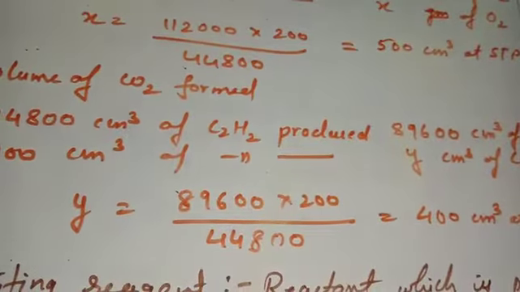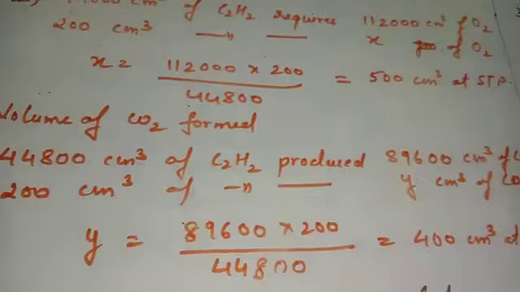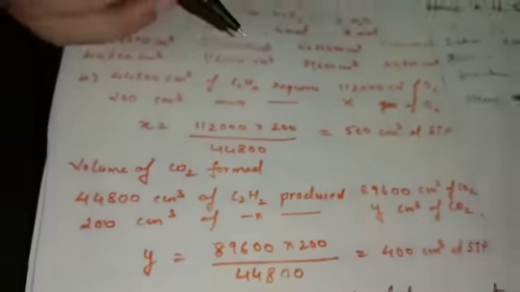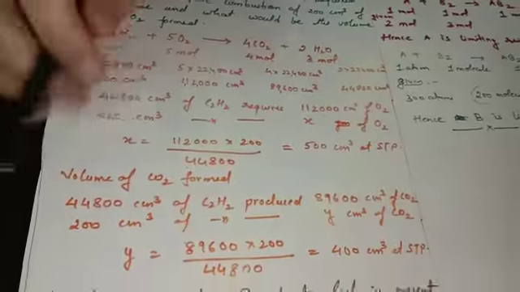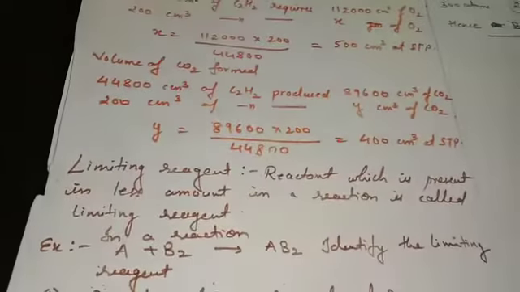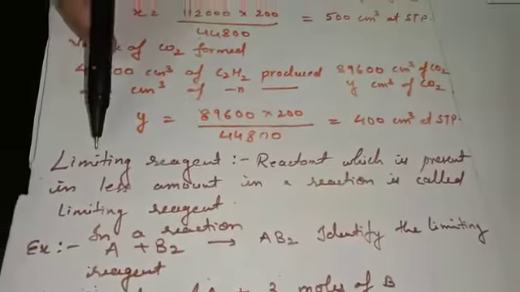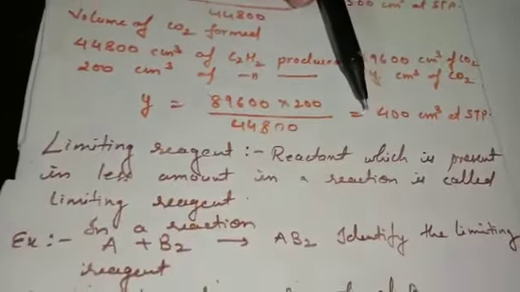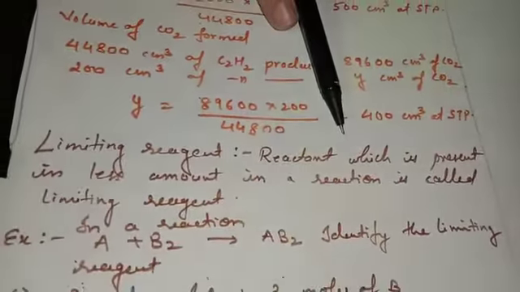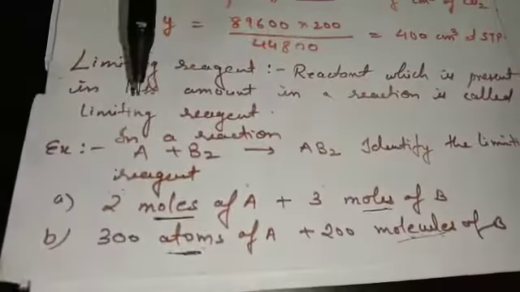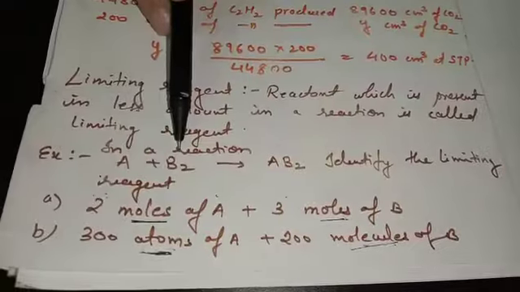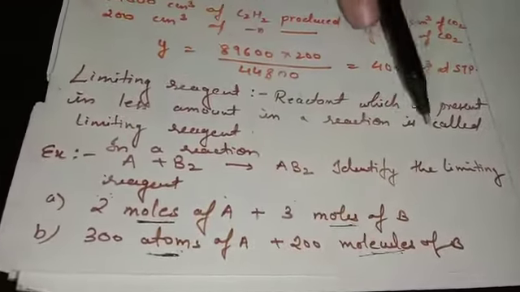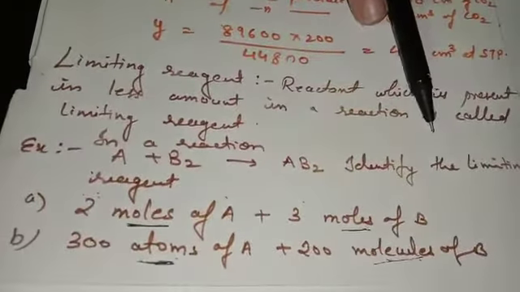So, by the unitary method, you can calculate the relationship between mass and volume, or with respect to any of these. This is known as stoichiometric coefficient. Now, the next topic is limiting reagent. The reactant which is present in less amount in a reaction is known as the limiting reagent. For example, if I write down a reaction A plus B2 gives you AB2, in this I have to identify the limiting reagent.